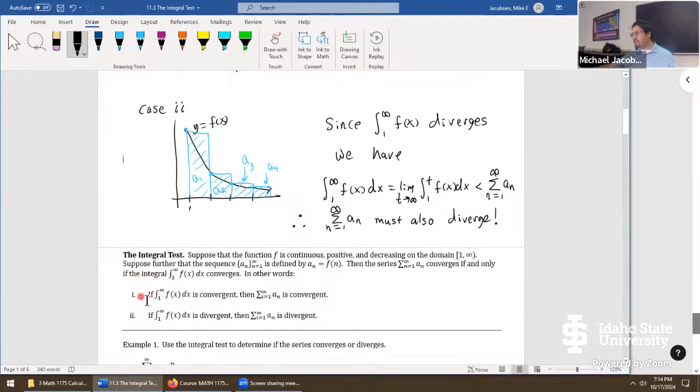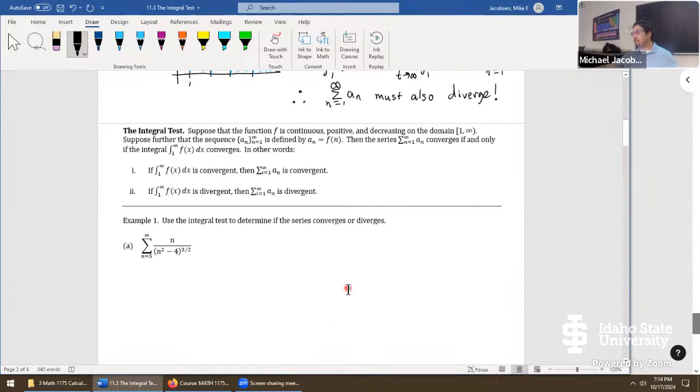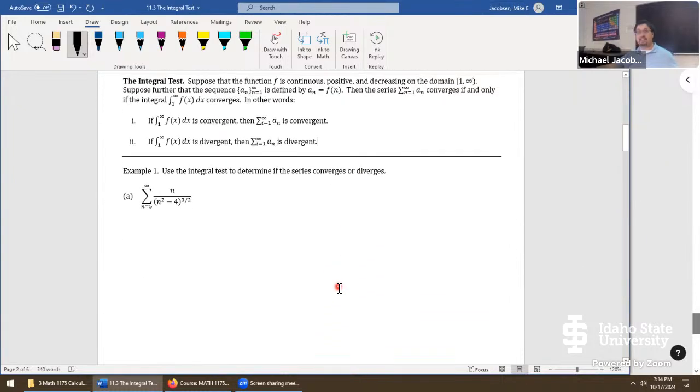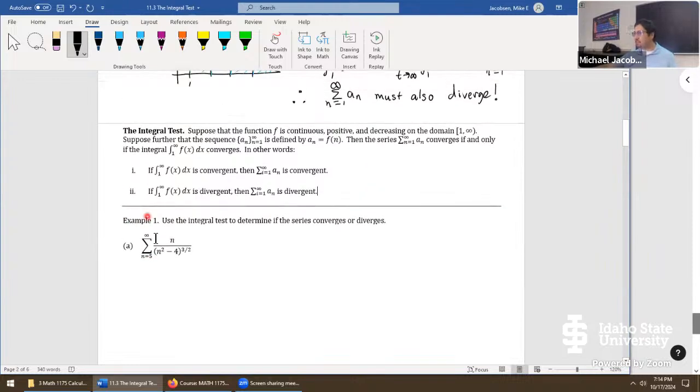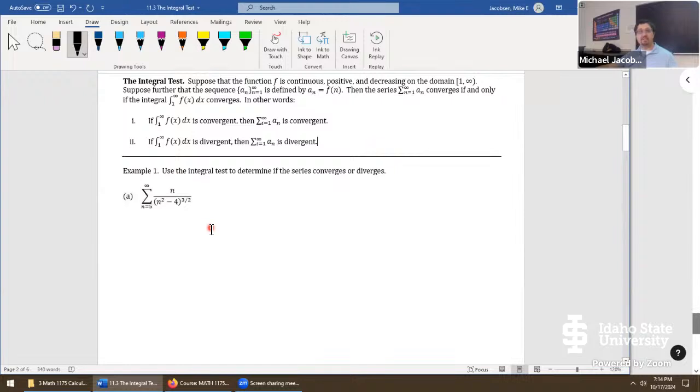Okay, so the short of it is, if the improper integral is convergent, then the sequence itself has to converge. And likewise, if it's divergent, then the sequence itself has to also diverge. So taking that all into account, let's give this all a try. So our first problem of the day is a really random sequence here, n divided by n squared minus 4 to the power 3 halves.